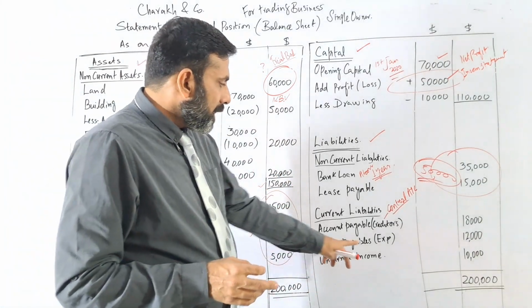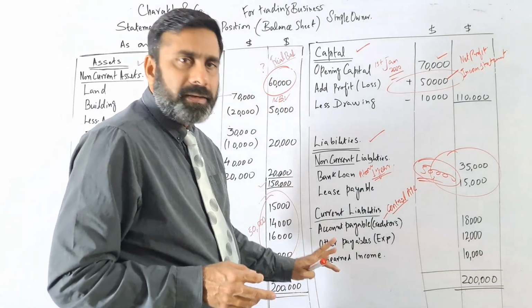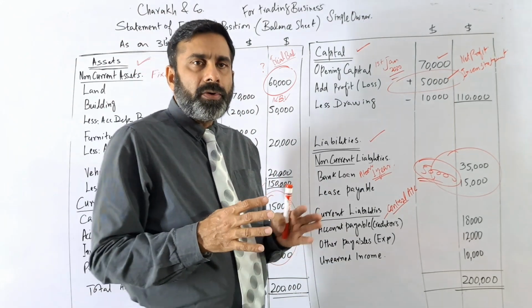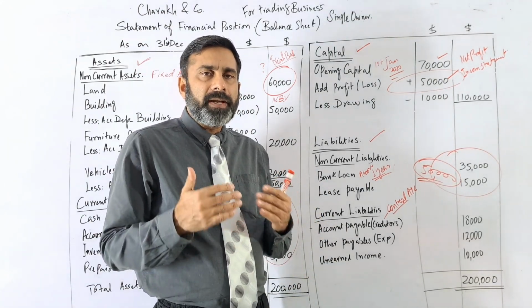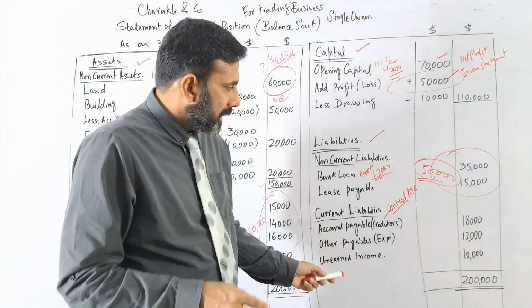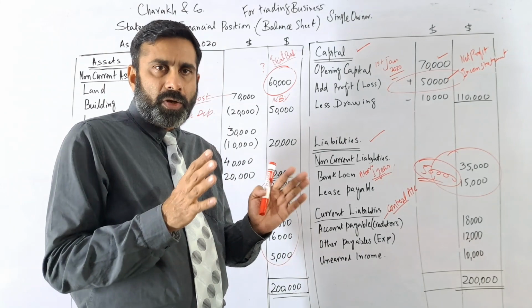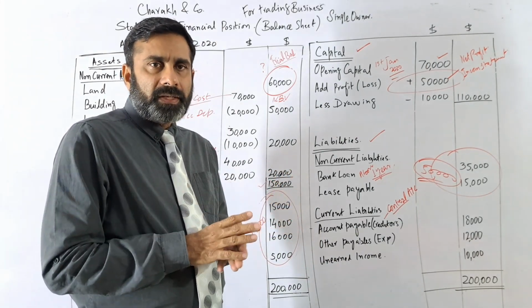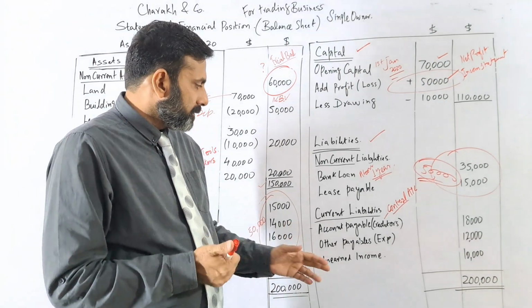So now the other payables, expenses payables, are 12,000, and then we have an unearned income. So any money or any income you have received, but still you have not given the service or rendered the service to the customer. That is 10,000. Again, on the unearned income, we have done a small lecture, that is available in the previous videos, you can check it out.